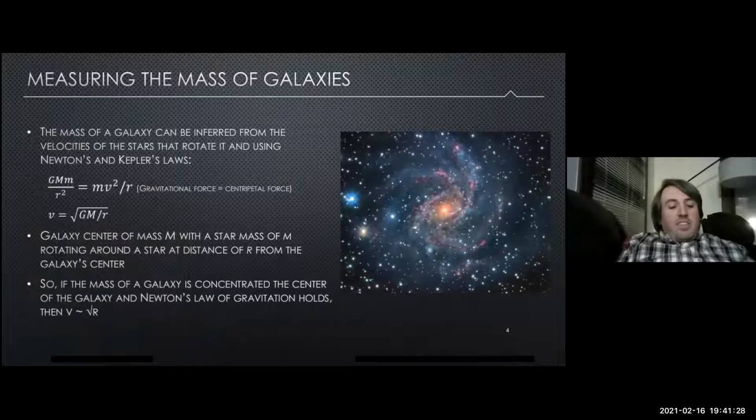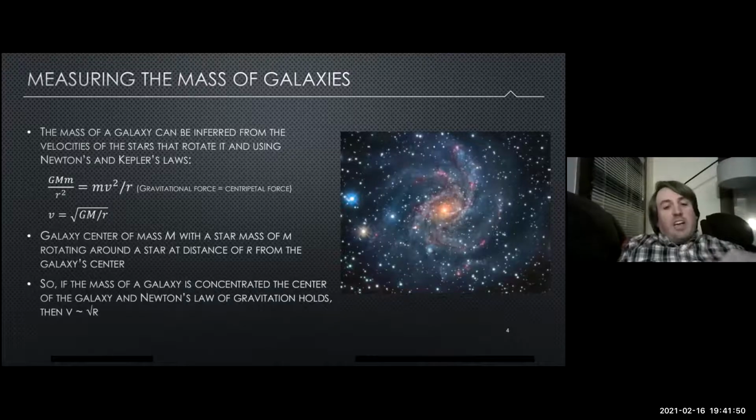I promise you, I'm not going to bog you down with a whole bunch of equations here, but this is kind of an important one. If you remember first year physics, if you take the gravitational force of the stars orbiting the black hole and equate that to the centripetal force surrounding it, you get this relationship for the velocity of the stars going around it.